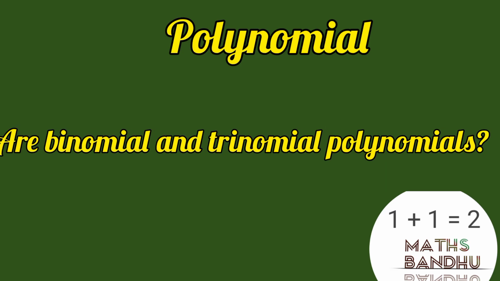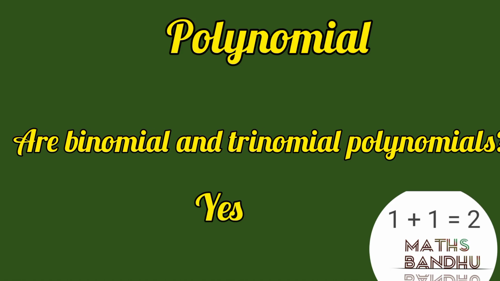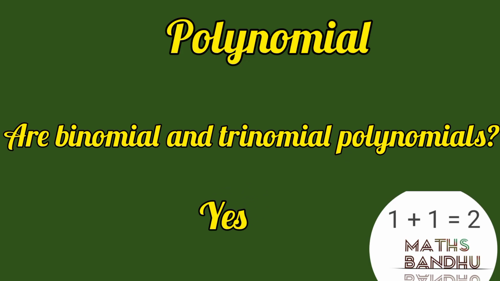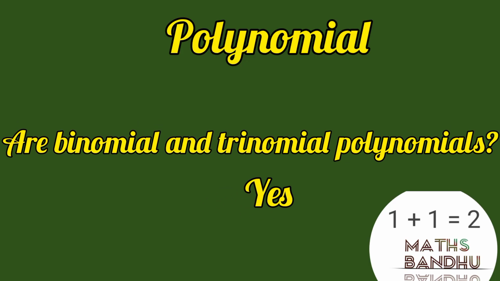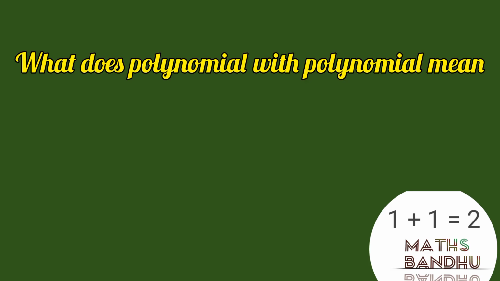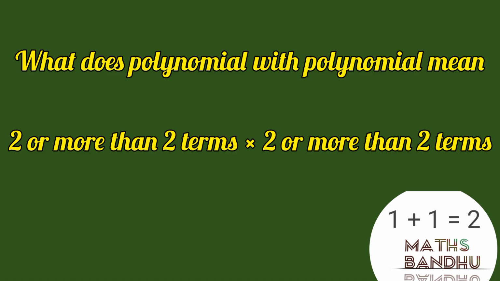So are binomial and trinomial polynomials? Your answer would be yes, because binomial is 2 terms and trinomial means 3 terms, or more than 2 terms. So basically they are polynomials. So what does polynomial with polynomial multiplication mean? It basically means 2 terms multiplied by 2 terms, or 2 terms multiplied by 3 terms, or whatever, many terms multiplied by many terms. Basically that's the meaning of it.